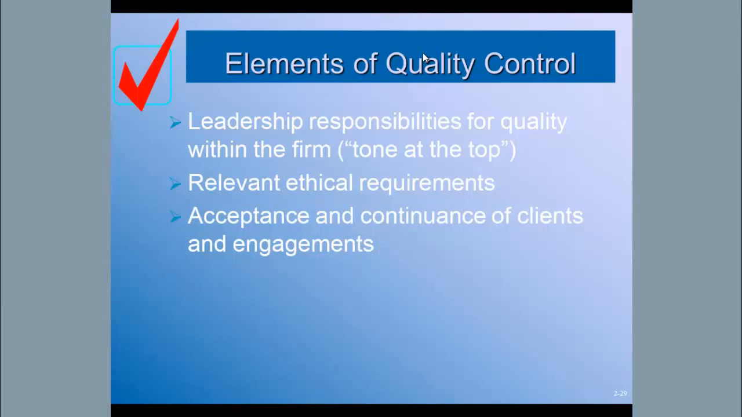Reason after reason. So not only do all firms have an acceptance policy that requires as much as a legal background check, but also a continuance policy. And all firms throw clients out. We do it, all big firms will do it. They don't want to take the risk. It's not worth it.